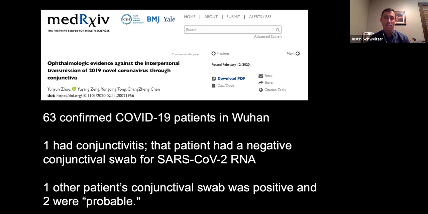Again, one of the patients with conjunctivitis, it was found, which makes sense. And then the final study, 63 patients with COVID-19, 1 had conjunctivitis. That patient had a negative conjunctival swab. 1 other patient's conjunctival swab was positive, and 2 were probable.